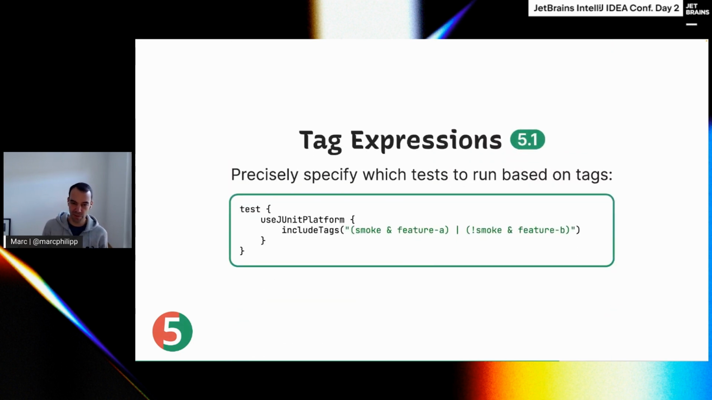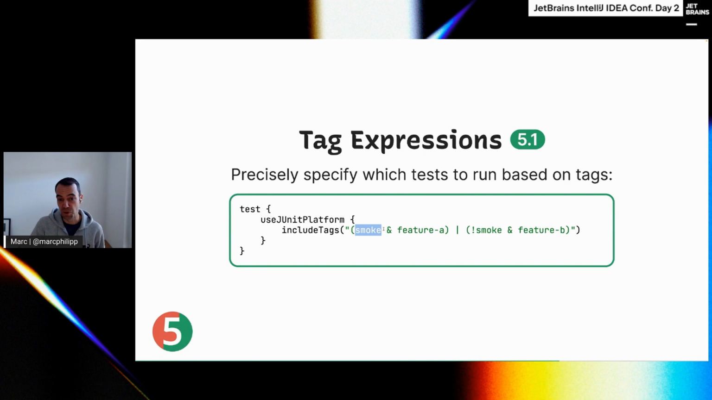Another thing that the platform provides is tag expression filtering. So you can precisely specify which tests you want to run based on tags. You can use this to include tags or to exclude tags. And as you can see down here, we can use expressions. So it could be just one tag, which is the simplest expression possible.